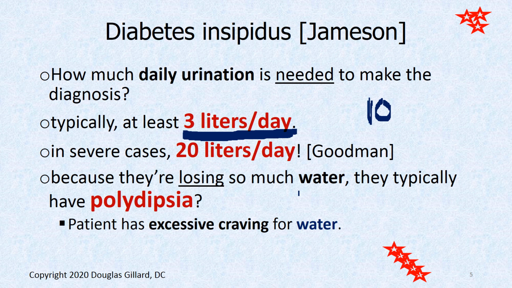Also, because you're losing so much water through the urine, and your blood is getting salty, your thirst centers are going to be triggered. So you're going to have polydipsia. You're going to be super thirsty to drink water. And in fact, that usually offsets the salty blood, the hypernatremia.